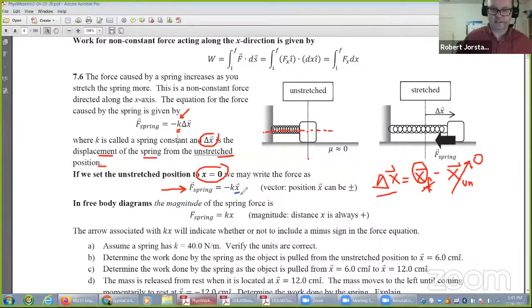Notice this is a vector. Underline that word vector. And this is position X. Could be positive or negative. You could stretch or compress the spring.